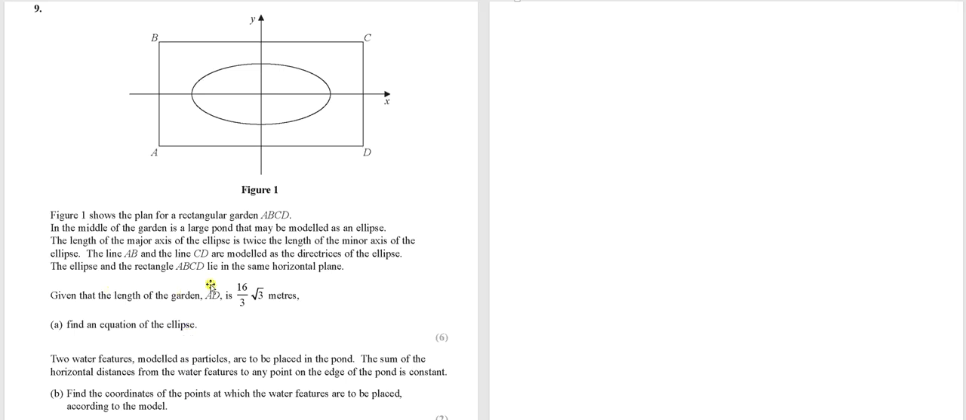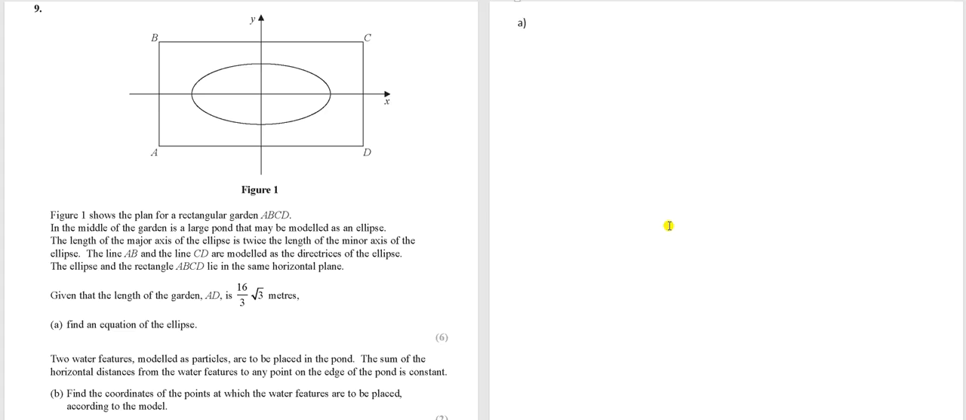The ellipse and the rectangle lie in the same horizontal plane. This just means that we're looking at the garden and the pond in 2 dimensions rather than worrying about 3. We're not concerned about whether things are on a slope or if there are other complications going on. We're just modeling this as a 2-dimensional scenario. The first part is to find an equation for the ellipse.